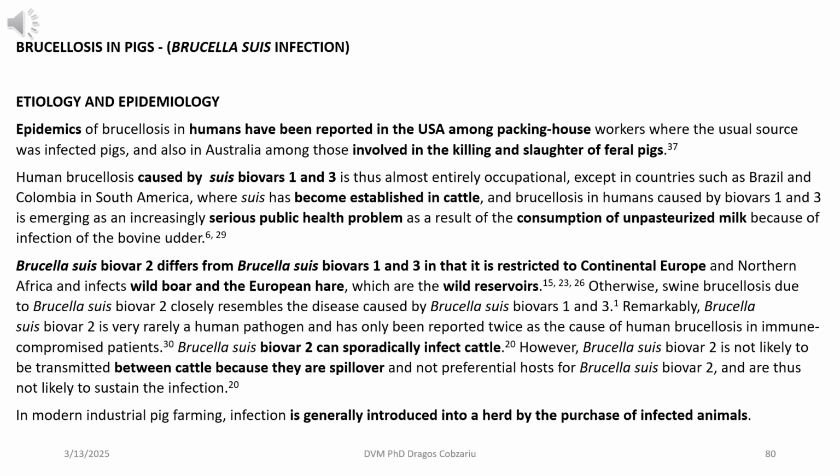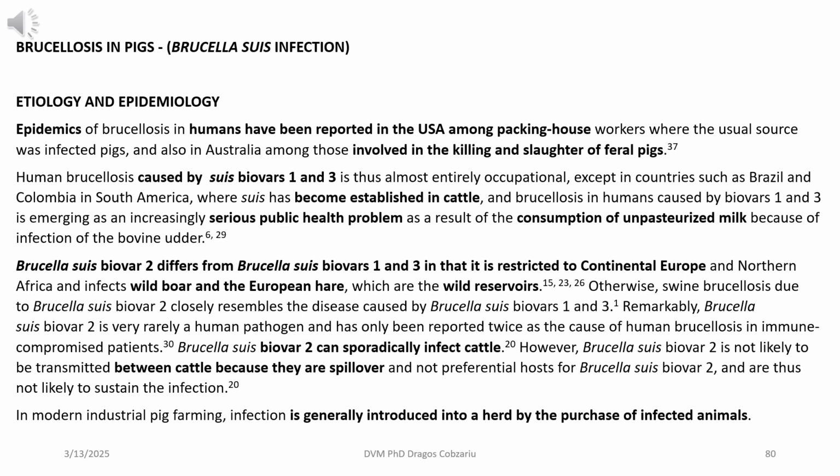Human brucellosis caused by suis biovars 1 and 3 is thus almost entirely occupational, except in countries such as Brazil and Colombia in South America, where suis has become established in cattle, and brucellosis in humans caused by biovars 1 and 3 is emerging as an increasingly serious public health problem as a result of the consumption of unpasteurized milk because of infection of the bovine udder.